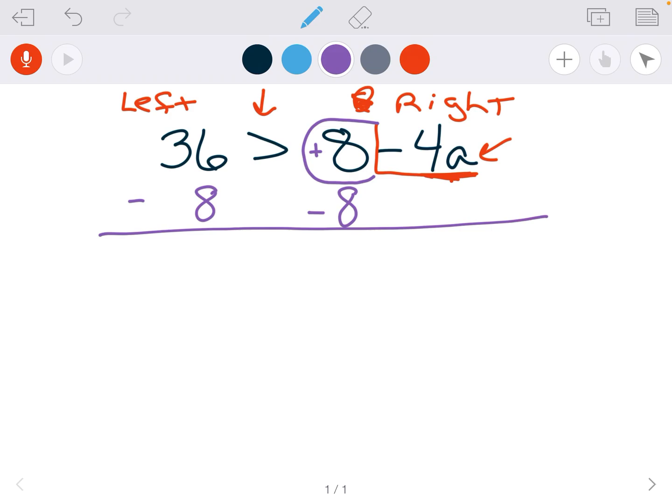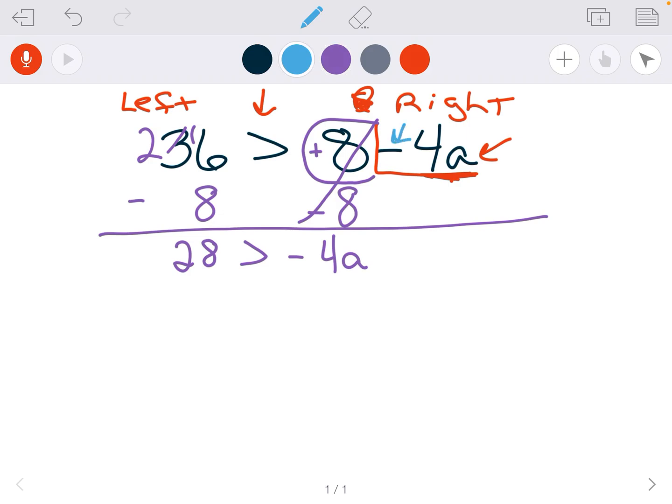So if you were writing this or having to show your work, you could either do it this way that I'm doing, or you could do it horizontally, or you could say subtract 8 from both sides. And when you do that, 36 minus 8, so this is 16 minus 8 is 8, and then 28, so it's a +28, is greater than, the 8's cancel out. I have to bring down my -4a. I cannot forget to bring down that sign that is with that.